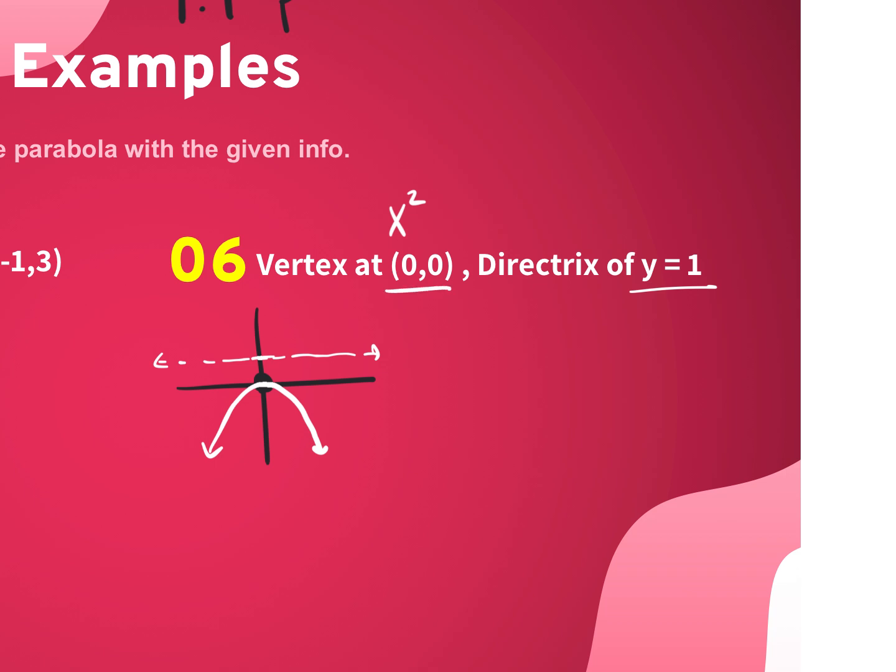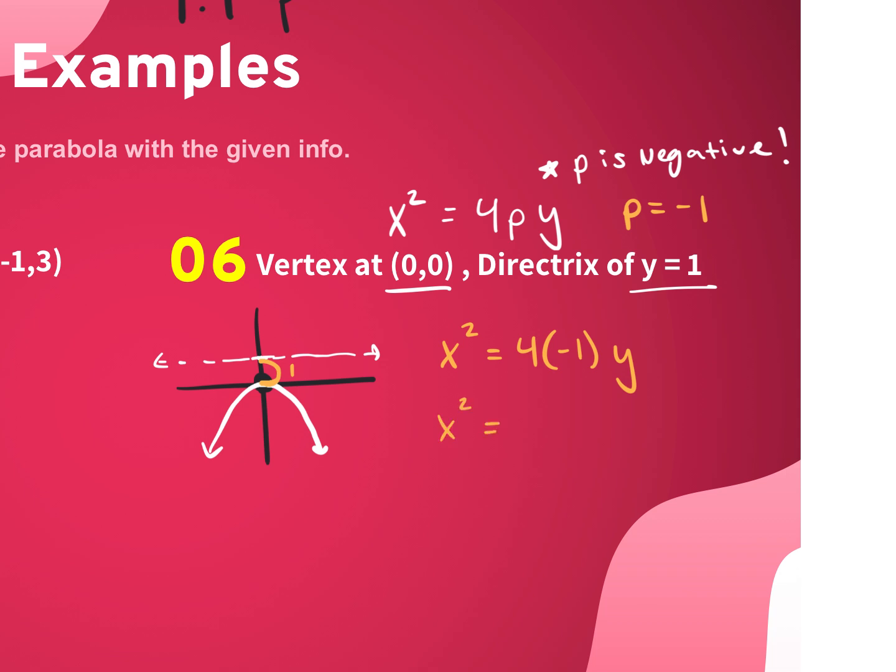And since our vertex is at 0, 0, it's x squared equals 4py. And make a note before you start plugging things in, p is negative because it opens down. So here we have x squared equals, let's figure out what p is. P is the distance from the vertex to the focus or the vertex to the directrix. Here it gives us the directrix, so the distance from the vertex to the directrix would be 1. So p is equal to -1, since we know that our graph opens down, p has to be negative. So when we plug that in, 4 times -1y, x squared equals -4y. That would be our equation.